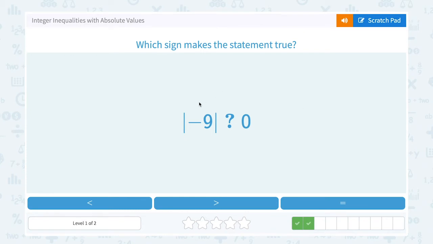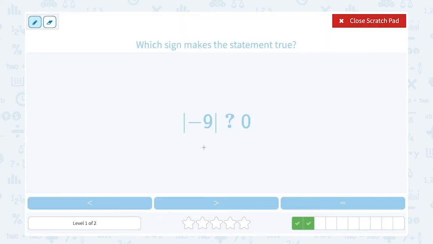The absolute value of negative 9, is it less than, greater than, or equal to 0? Well, negative 9 is 9 units to the left of 0, which means it has a distance or an absolute value of positive 9. Well, positive 9 is bigger or greater than 0.